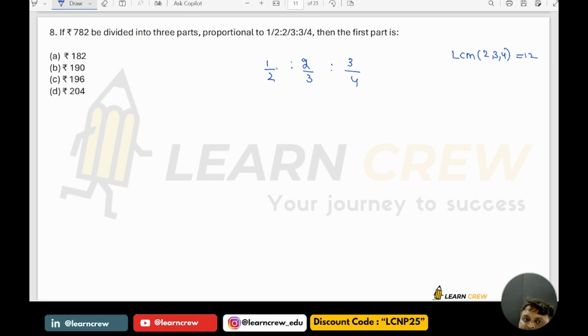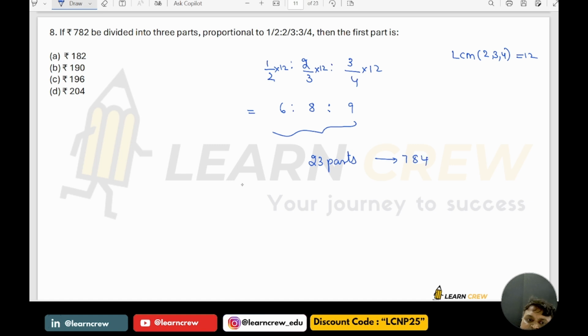So multiply each fraction with 12. So how much you are going to get? 2 6s are 12, 3 4s are 12, 4 3s are 12, 3 3s are 9. Thereby the ratio in which this 782 has to be divided is 6 is to 8 is to 9. So first part 6 parts, second one 8 parts, third one 9 parts. Total 6 plus 8, 14, 14 plus 9, 23. This 23 parts total is 782.